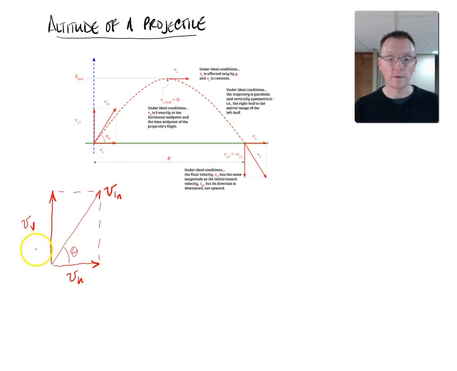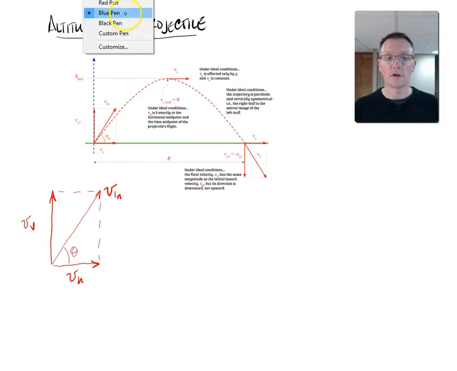And so what we do when we find these two components is we break up the motion into its two separate and independent parts. The vertical part is independent, and we can use it to calculate things like the height that the object gets to. We can also use it to calculate the time that the object spends in the air.